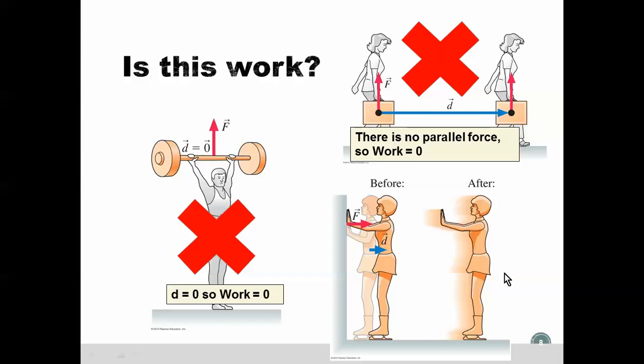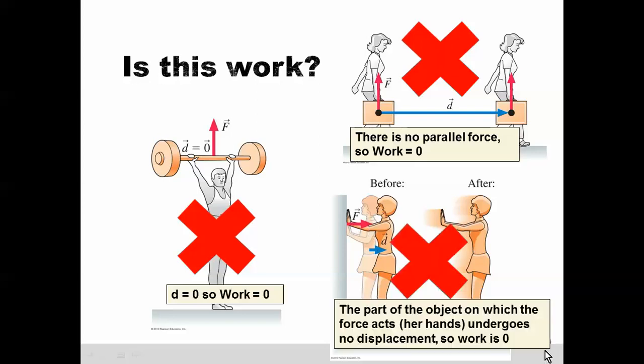The last example is probably the trickiest one. There's a force. Her body is displaced, and there's a force from the wall. Is work done? And the answer is no. The part of the object on which the force acts, which is her hands, actually does not undergo any displacement. So the force is applied, and the displacement is not here. The displacement is her body. So the work done is 0.